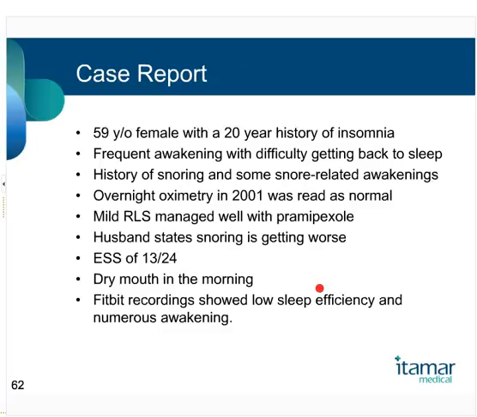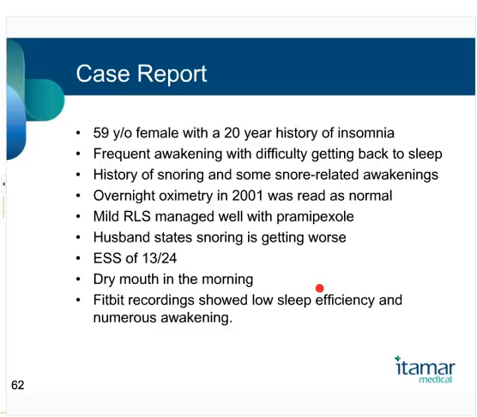She had an overnight oximetry in 2010, which was read as normal. She has a history of mild RLS, which is managed with pramipexole. Her husband says that her snoring is getting worse. She's sleepier. Her Epworth scale is 13. She has a dry mouth in the morning. And she, like many people now, wears a Fitbit 24/7. And so she downloaded her Fitbit report and brought it in and looked at it.